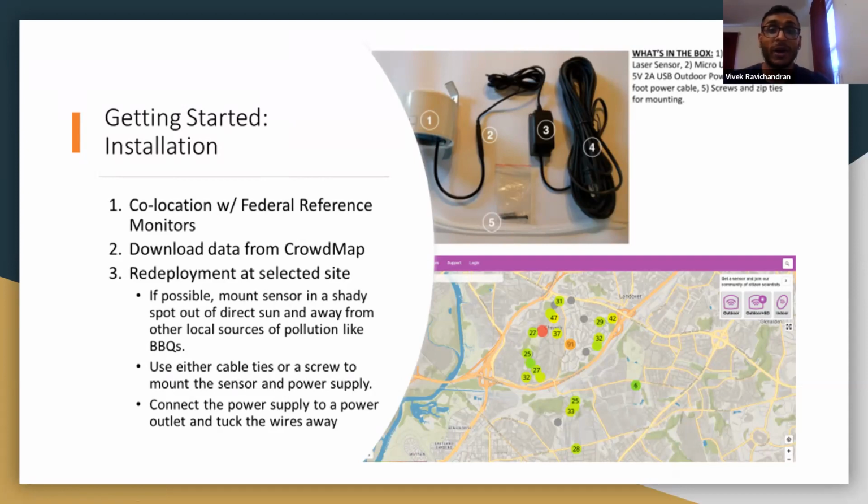So we go to the nearby Beltsville Howard University Beltsville location, which is operated by the Maryland Department of the Environment. And we simply use the zip ties and fasten these Purple Airs by the poles right next to these government monitors.